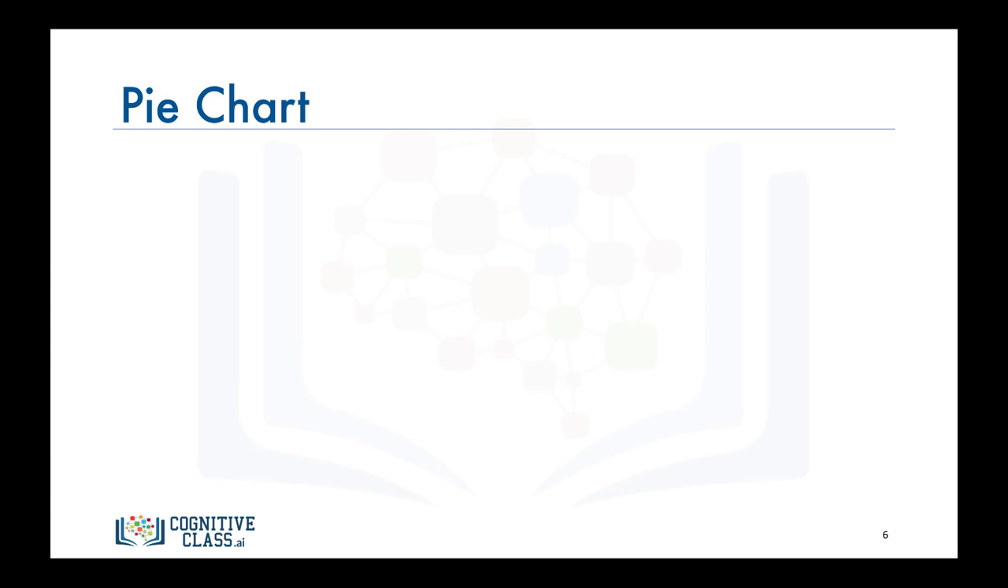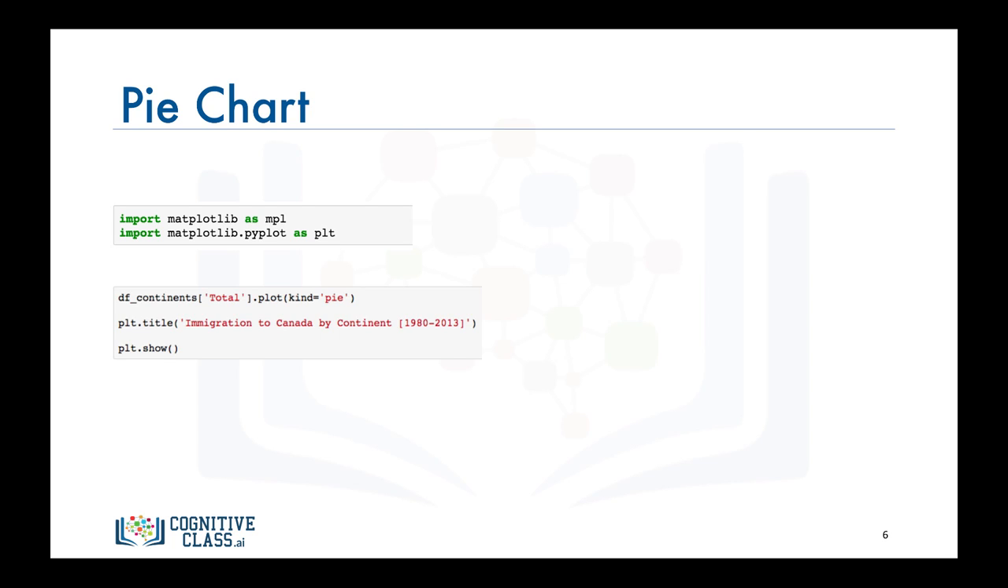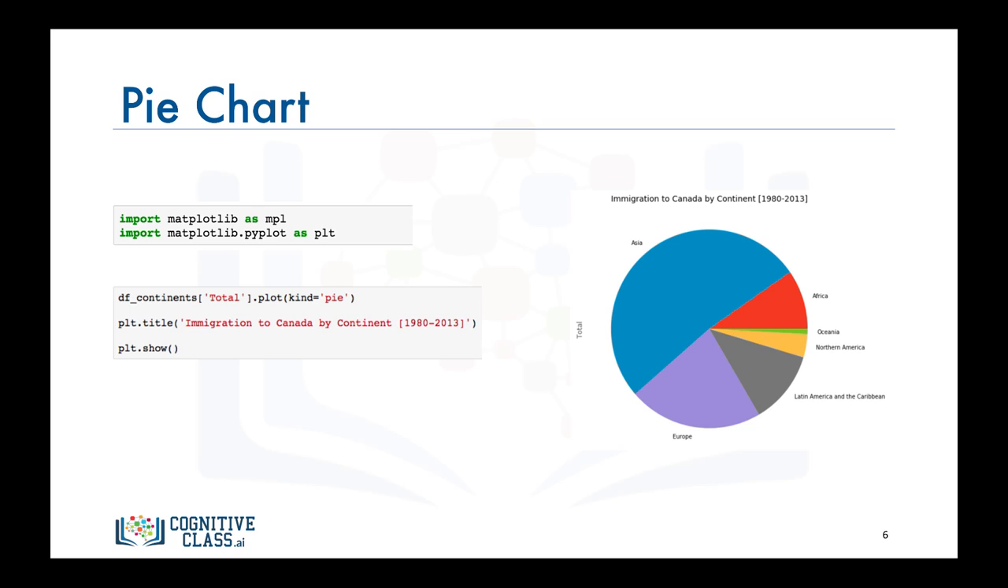We start with the usual, importing Matplotlib as MPL and its scripting layer, the PyPlot interface, as PLT. Then we call the plot function on column total of the data frame df_continents, and we set kind equals pie to generate a pie chart. Then to complete the figure, we give it a title. Finally, we call the show function to display the figure. And there you have it, a pie chart that depicts each continent's proportion of immigration to Canada from 1980 to 2013.